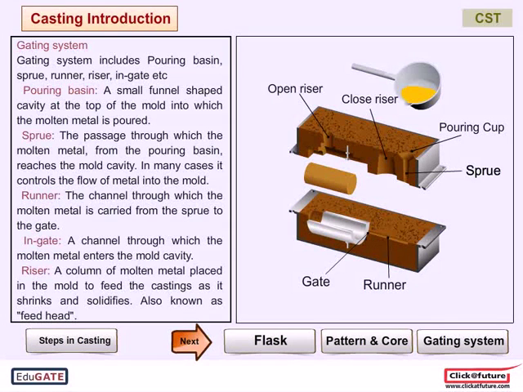Riser, a column of molten metal placed in the mold to feed the castings as it shrinks and solidifies, also known as feed head. Vent, small opening in the mold to facilitate escape of air and gases.